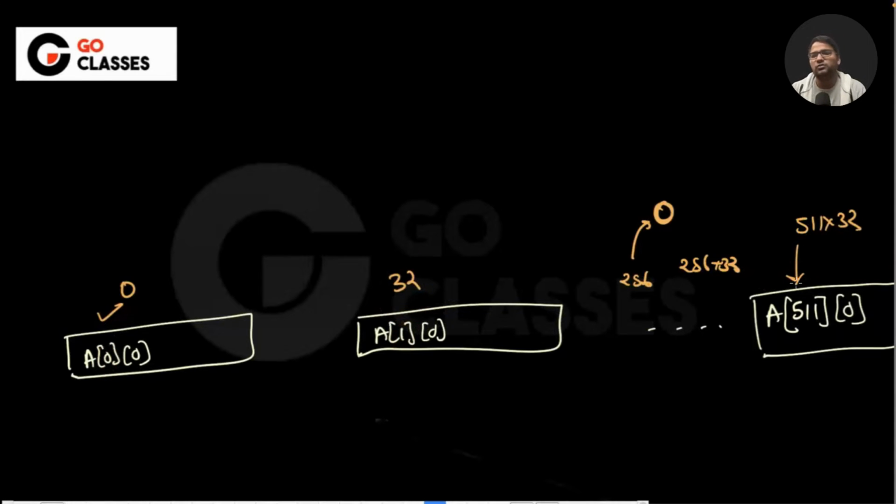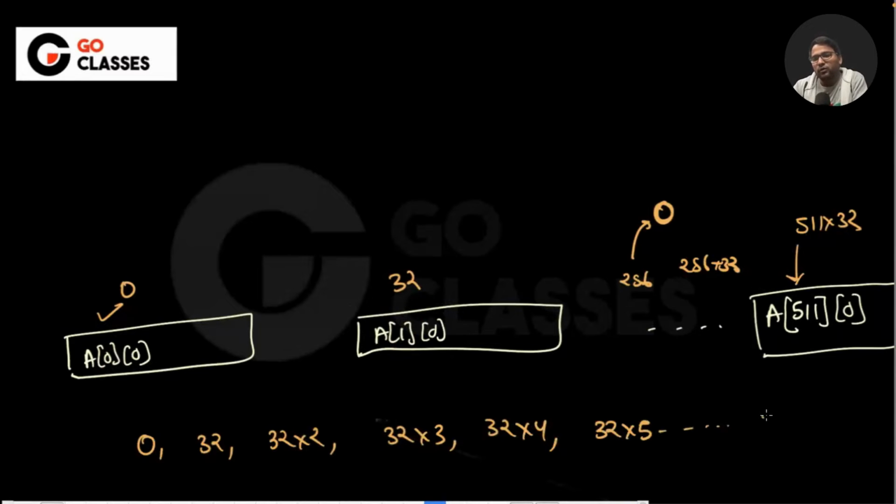The block number is 511 into 32, which means you will be accessing block 0, block 32, block 32 into 2, block 32 into 3, block 32 into 4, block 32 into 5, till block 32 into 511, because you need to access all the elements. This is for I equal to 0, and it is the same till I equal to 15. Is this understood, what I'm trying to say?